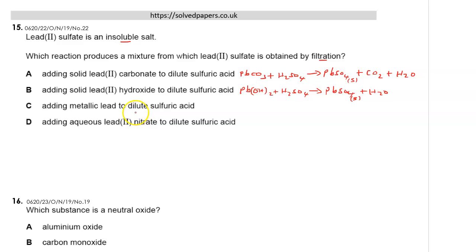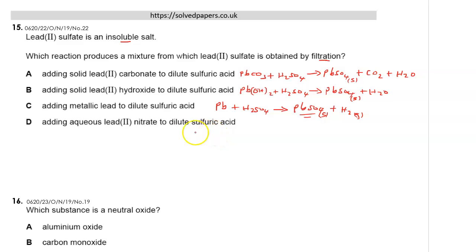Adding metallic lead to dilute sulfuric acid. Of course, when you react lead with sulfuric acid, what you get is a salt and hydrogen. So you get a salt called lead sulfate and hydrogen gas. So in this one, you don't need to do filtration, because hydrogen gas will escape, and all we will be left with in this reaction vessel is lead sulfate. So you don't need filtration for C.